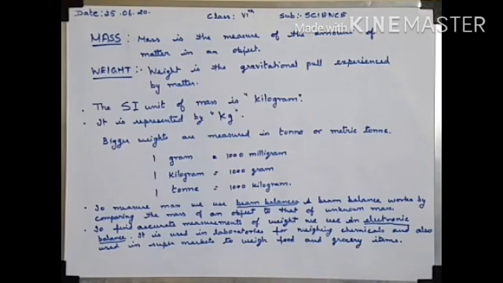Now, bigger weights can be measured in tons or metric tons. Now, 1 gram is equal to how many milligrams? 1000 milligrams makes 1 gram. In the same way, 1000 grams makes 1 kilogram. Then, 1000 kilograms makes 1 ton. So, 1 gram is equal to how many milligrams? 1000 milligrams. 1 kilogram is equal to how many grams? 1000 grams. 1 ton is equal to how many kilograms? 1000 kilograms.